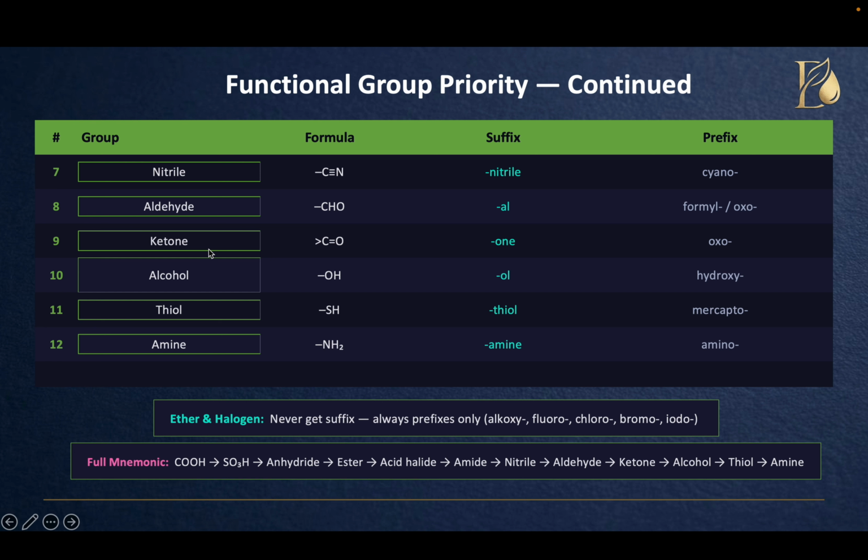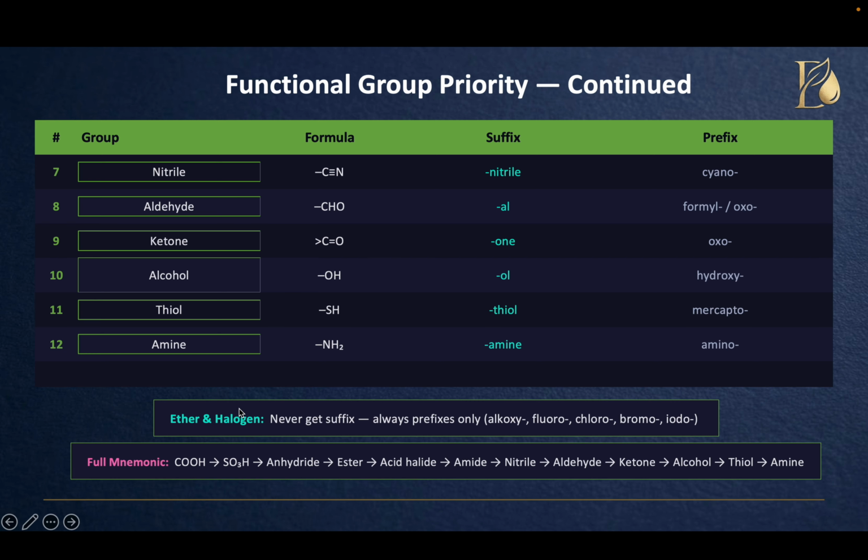Ketone. If the functional group is ketone, its suffix is one. The compound will end with one. Or if it is used as prefix, it will have the name oxo. Okay. And alcohols, it is ol. Prefix is hydroxy. For thiols, instead of OH, it will be SH. Suffix is thiol itself and prefix will be mercapto. And for amines, the second functional group which has a nitrogen atom, one is nitrile, another one is amine. For amines, the suffix is amine itself and prefix will be amino. Amine, amino.